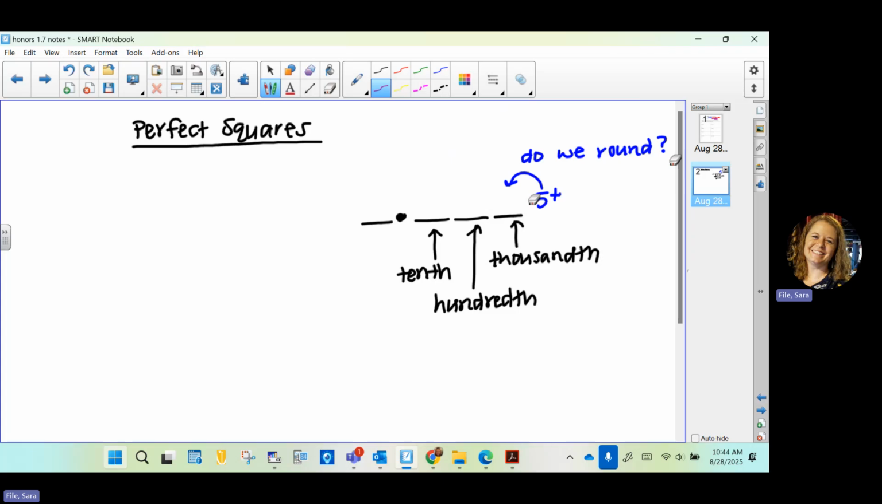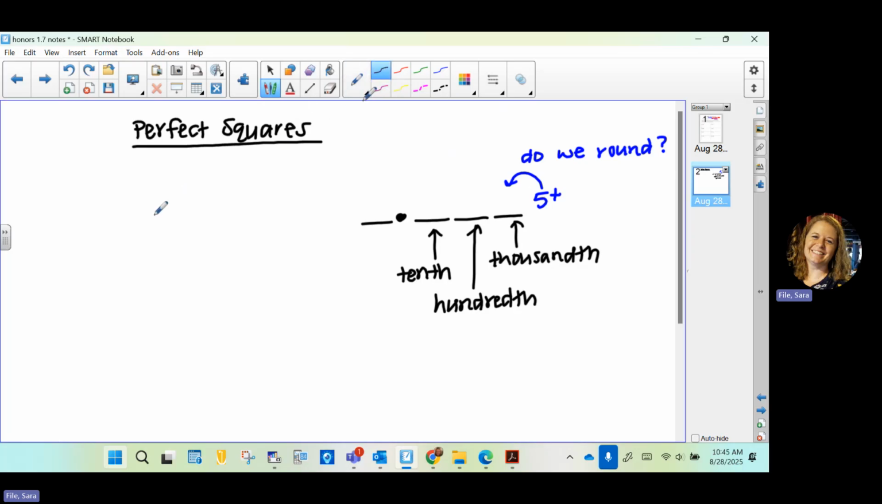You always look one past what you're rounding to see if it's 5 or higher. If the number to the right of what you're rounding to is a 5 or higher, we're going to round this up. Okay, if it's 1, 2, 3, or 4, or a 0, you don't round. So you always look to the right and ask, do we round? If it's a 5 or higher, you do. Feel okay about rounding? If there are instructions for rounding, you need to make sure you're going to the right place value. All right, now back to the perfect squares.